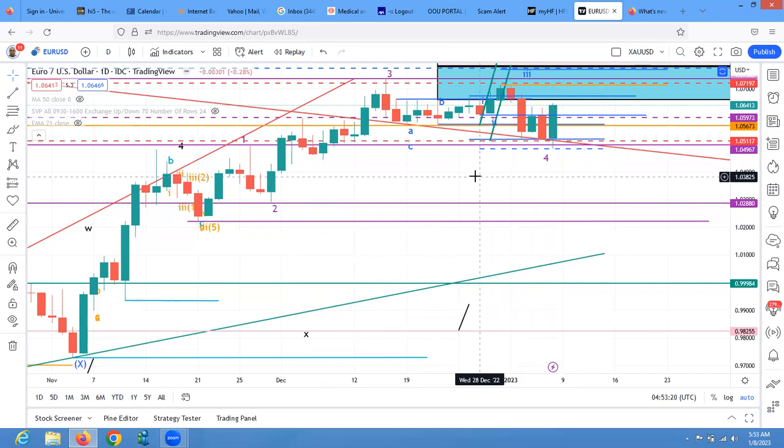Now, in a corrective format, of course, we know that 4 can get to the territory of 1. This is 1 here. Already it is encroaching on that territory of 1. That is what I want us to see. So this may as well go for 4. That is what I'm saying. It may as well be the end of the 4. But we're still going to dig more into that to know, because when you are trading, you have to be patient all the time.